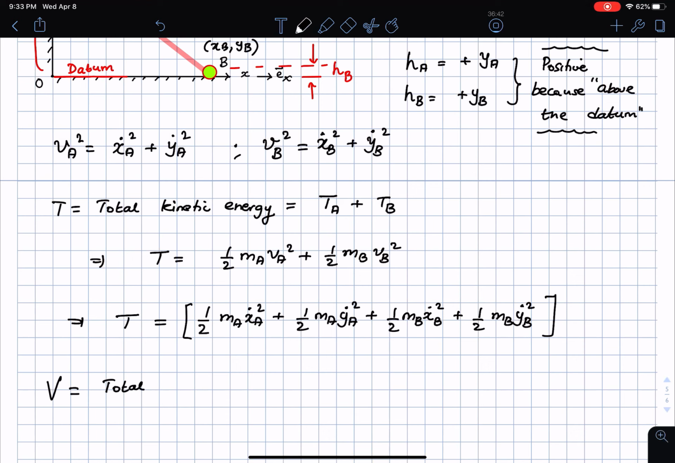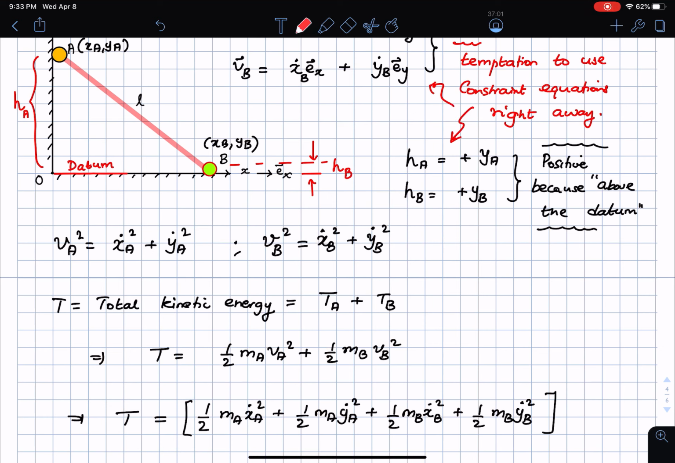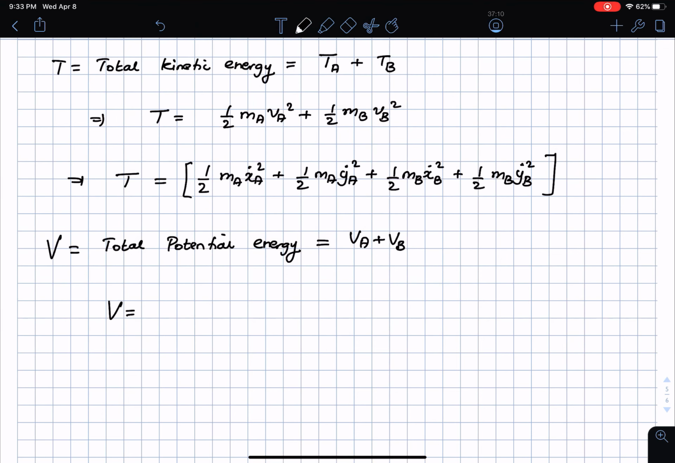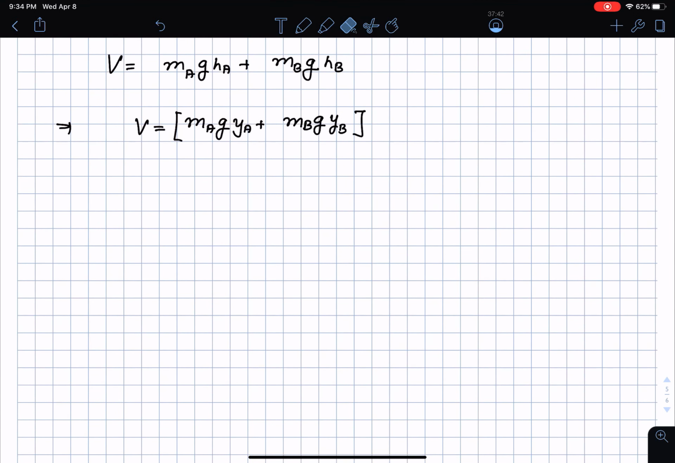These are the kinetic energies, and then if I write the potential energy, V is going to be the total potential energy, and this is going to be VA plus VB. Once again, I want to say, resist the temptation to use the constraints directly. That holds true for all of these. So from now I can say that V is MA g hA, I'm sorry, plus MB g hB. HA and HB are positive heights, which means that V is going to be MA g ya plus MB g yb. All right, and so for me the Lagrangian is going to be the following. L is T minus V, the Lagrangian of the system.